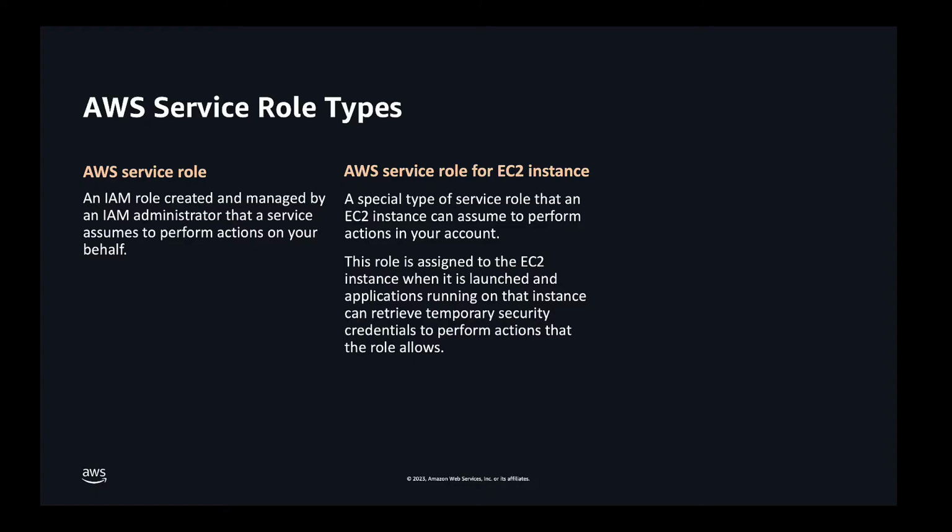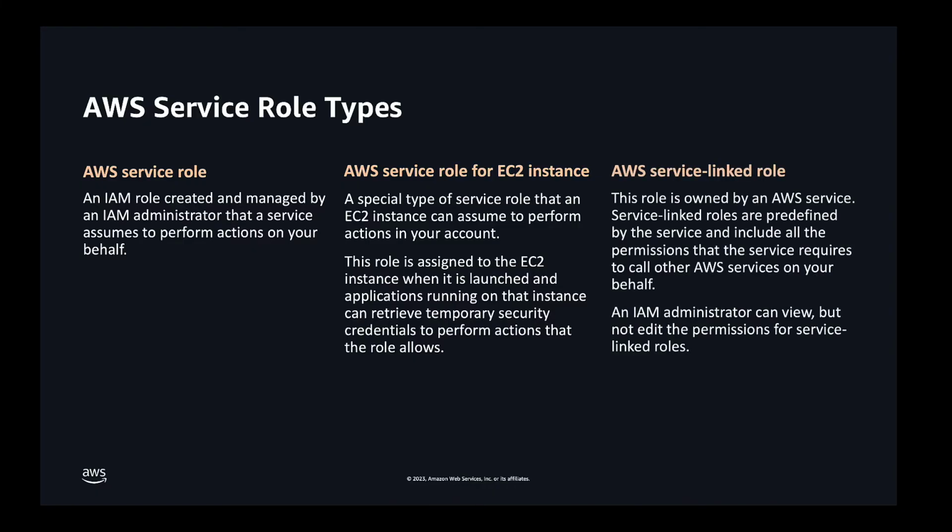Another type of role is AWS Service Linked Role. This role is owned by AWS Service. Service linked roles are predefined by the service and include all the permissions that a service requires to call other AWS services on your behalf. An IAM administrator can only view but not edit the permissions for service linked roles.